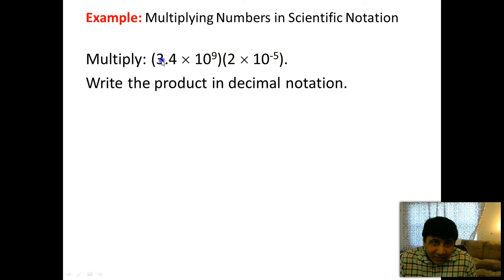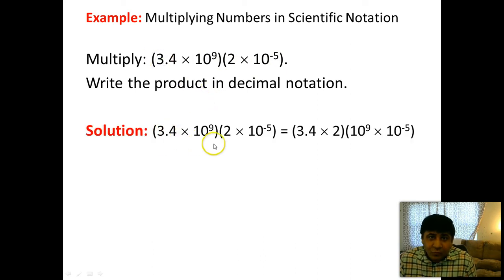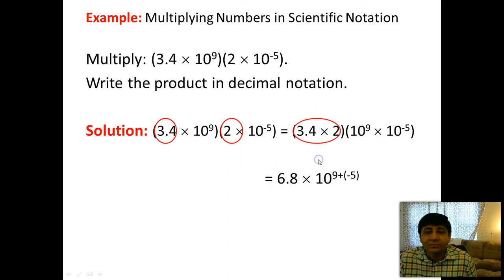You will multiply 3.4 with 2. Then you multiply 10 to the power 9 and 10 to the power minus 5. If you multiply these two, that will give us 6.8. When you multiply exponents, powers add, so that will give us 10 to the power 4. So this is your final answer.